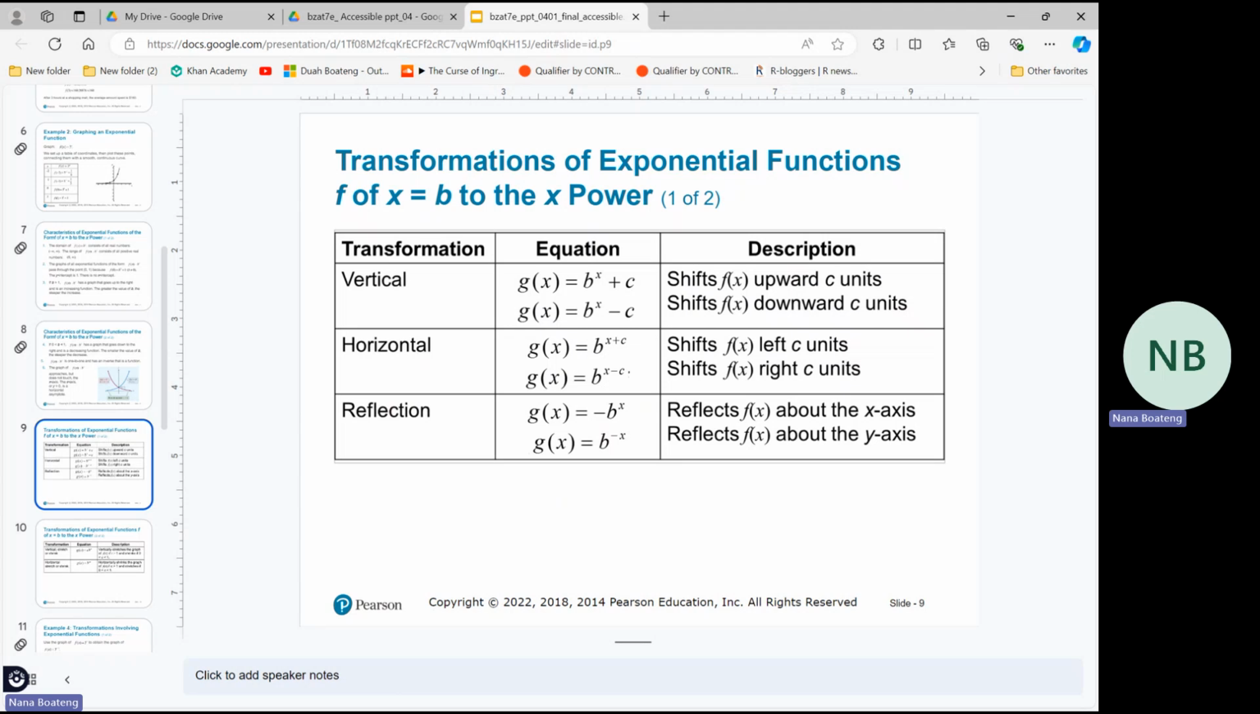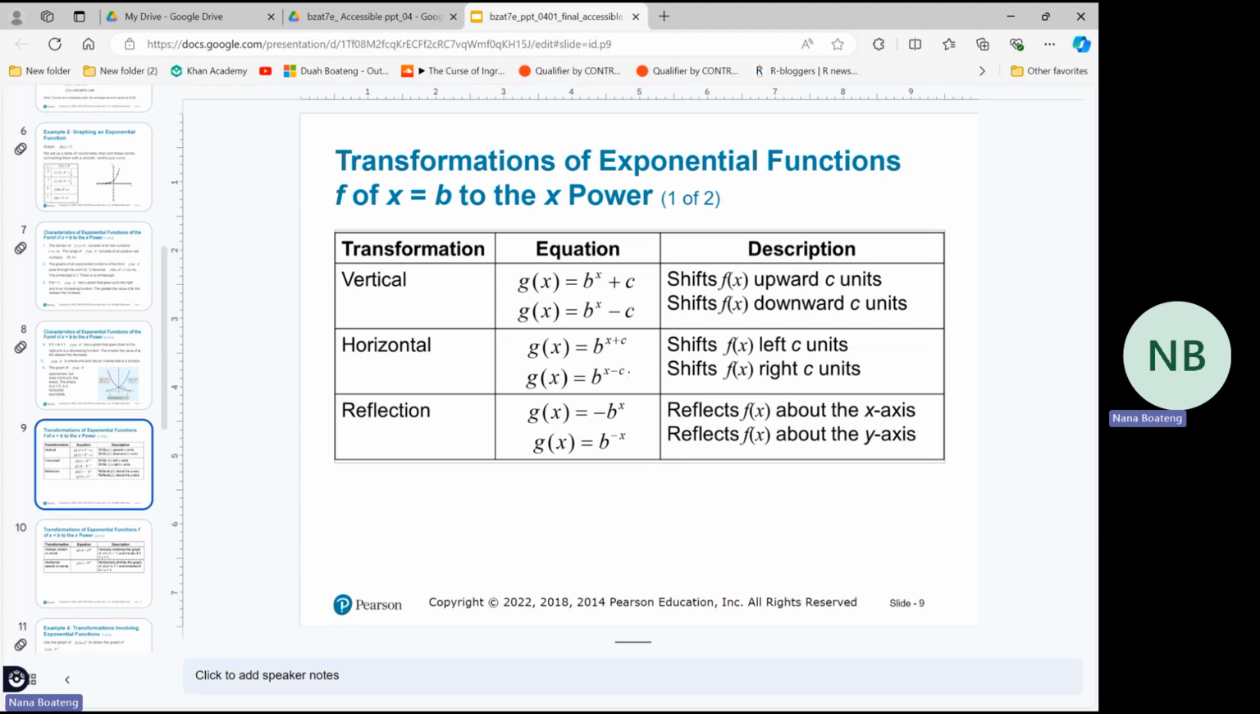And when it comes to reflection, g of x is equal to minus b to the x. That reflects f of x about the x-axis. So g of x equals minus b to the x means the y values become negated. For every given x, the y values are multiplied by negative, so that reflects the graph about the x-axis.